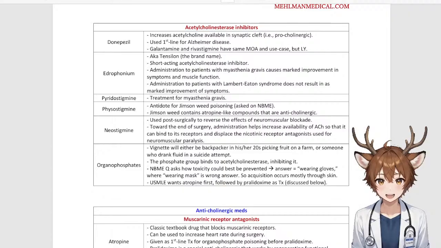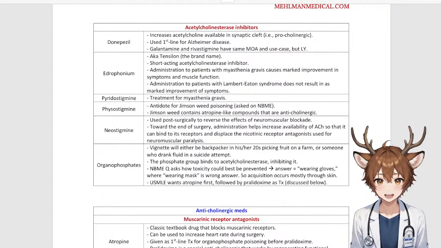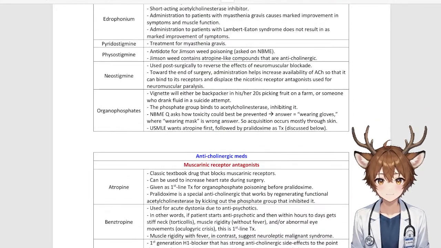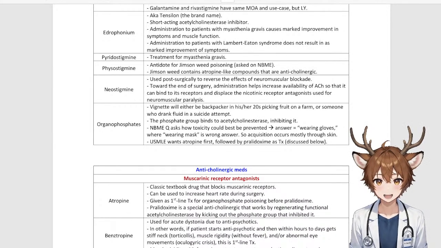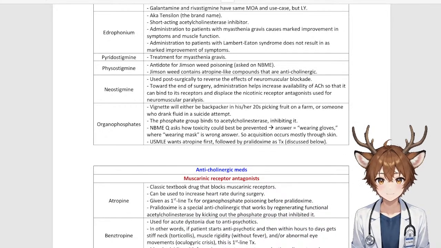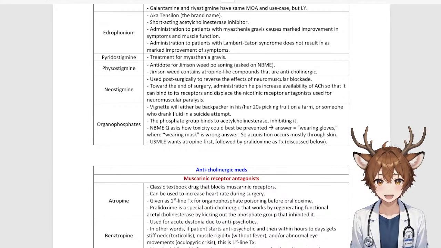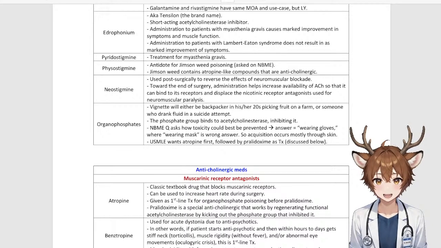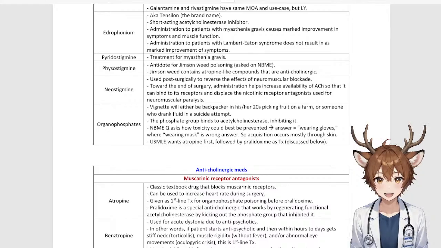USMLE wants atropine first as a treatment, followed by pralidoxime as a treatment, as discussed below. So number 1, atropine. Number 2, pralidoxime for organophosphate poisoning. And again, we're talking about before, physostigmine is an antidote to atropine. So if you have organophosphate poisoning, what do you give? Atropine potentially. Atropine is number 1.